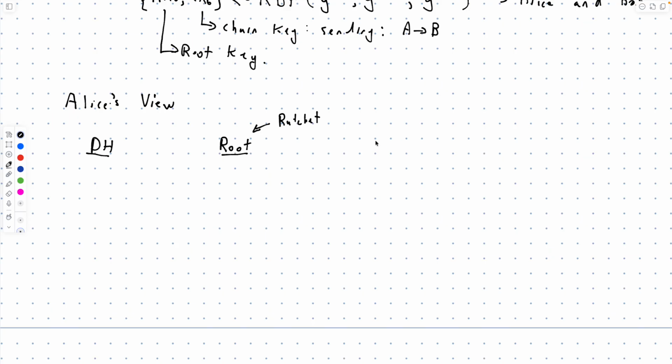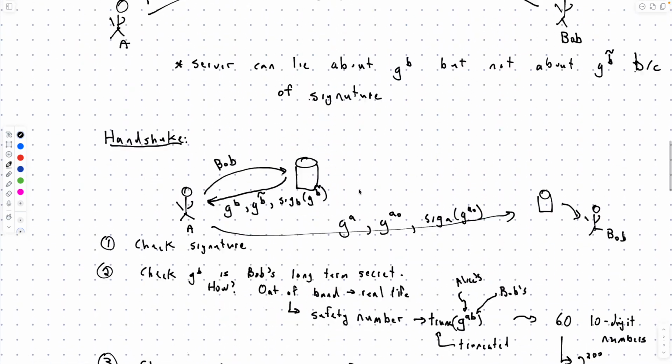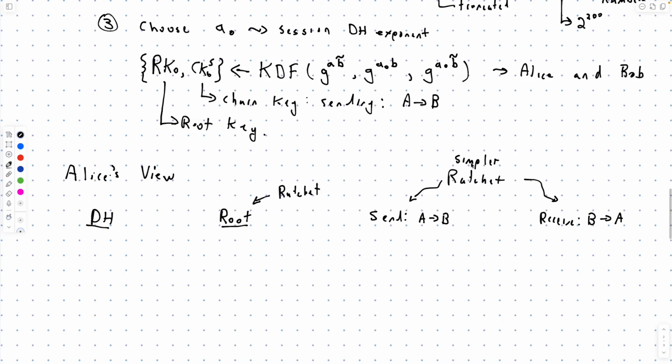And then I'm going to have a second ratchet, well, a second and a third, one for send. So these are messages from Alice to Bob, and one for receive. So messages from Bob back to Alice. And so these will also be a ratchet, but it will be a simpler ratchet than this one. So this ratchet will be exactly the ratchet that we derived up here. And this one will be kind of a ratchet, but it'll be a little simpler.